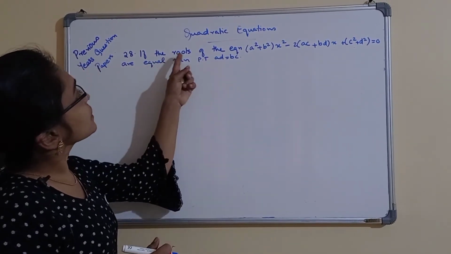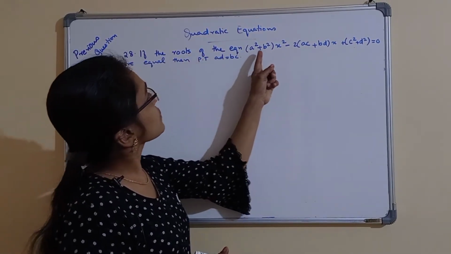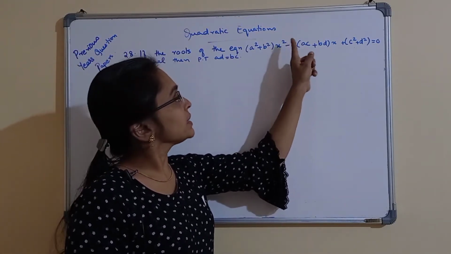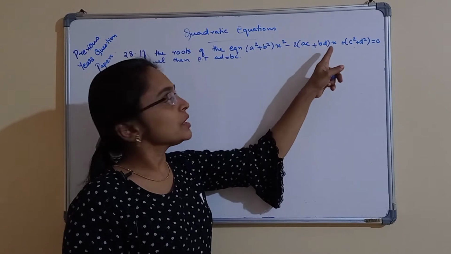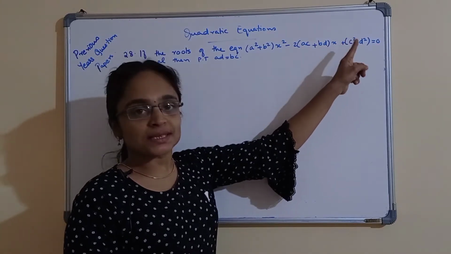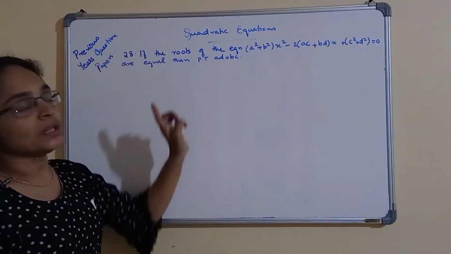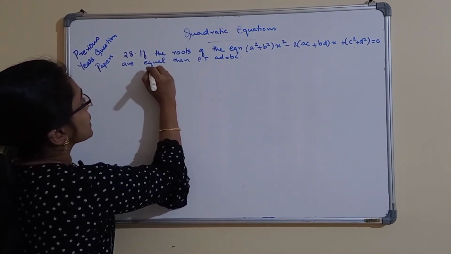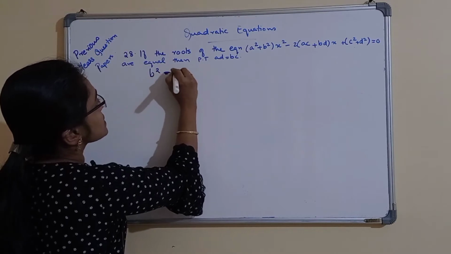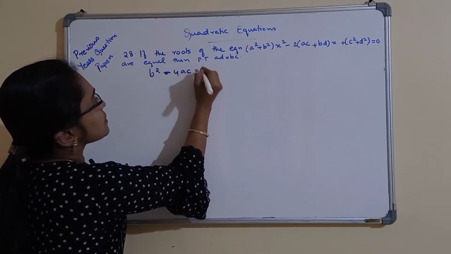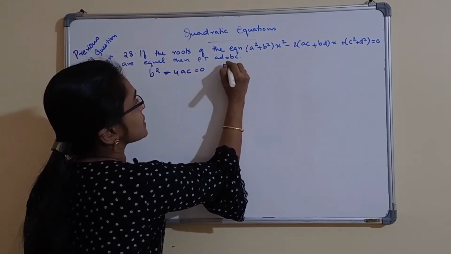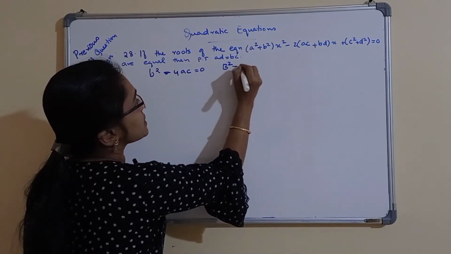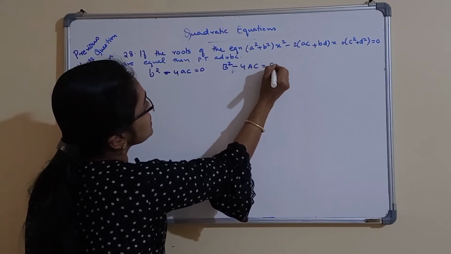Next question is, if the roots of the equation (a square plus b square) into x square minus 2 into (ac plus bd) into x plus (c square plus d square) equal to 0 are equal, then prove that ad equal to bc. So we have b square minus 4ac equal to 0. We can take it like this, b square minus 4ac equal to 0.